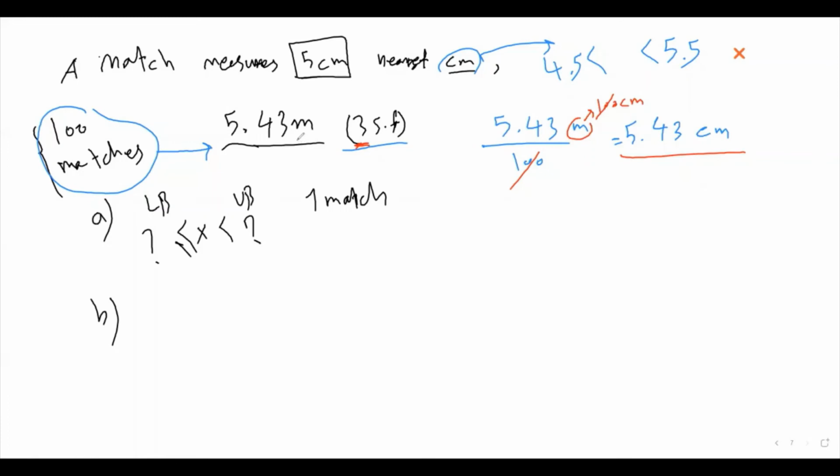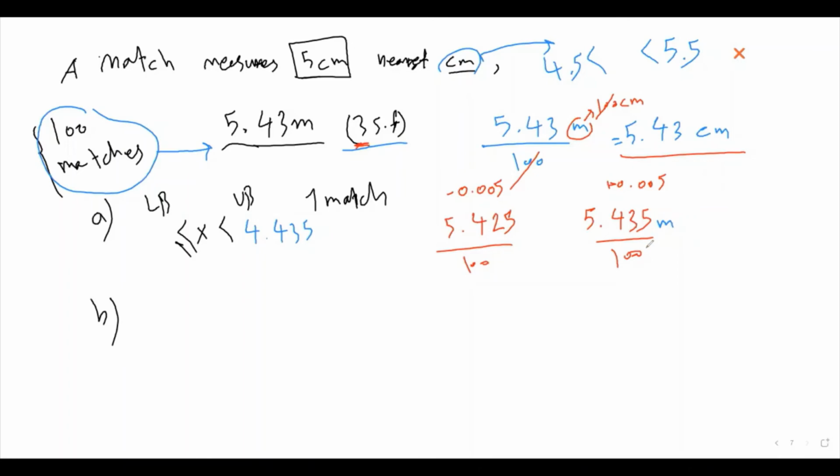So I shouldn't divide this by 100. I should find basically the upper and lower bound of 5.43, which is 5.435 and 5.425, right? You minus 0.005 and add 0.005 to get these two numbers. And then you divide them by 100, and for the upper bound you get 5.435. This is meter, and when you divide them, the final answer would be in cm, right? So cm, and this guy would be 5.425 cm, right? So that's how you should do it.